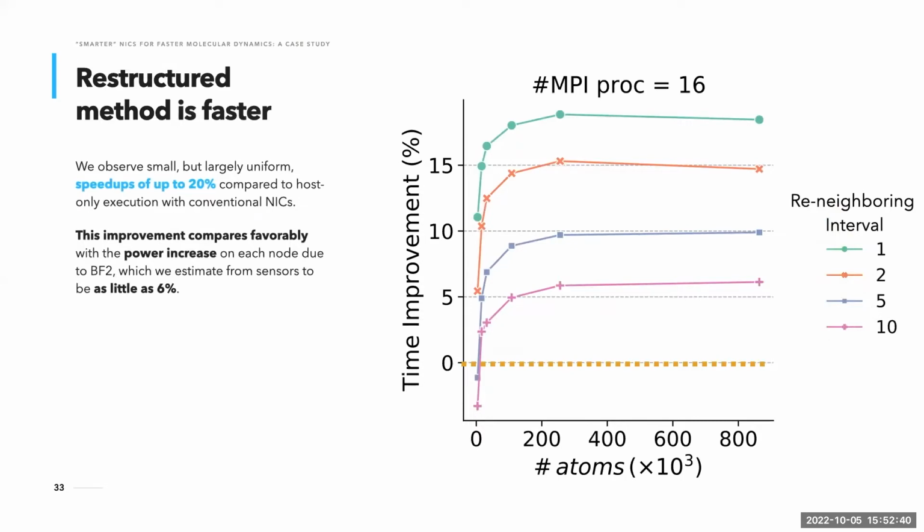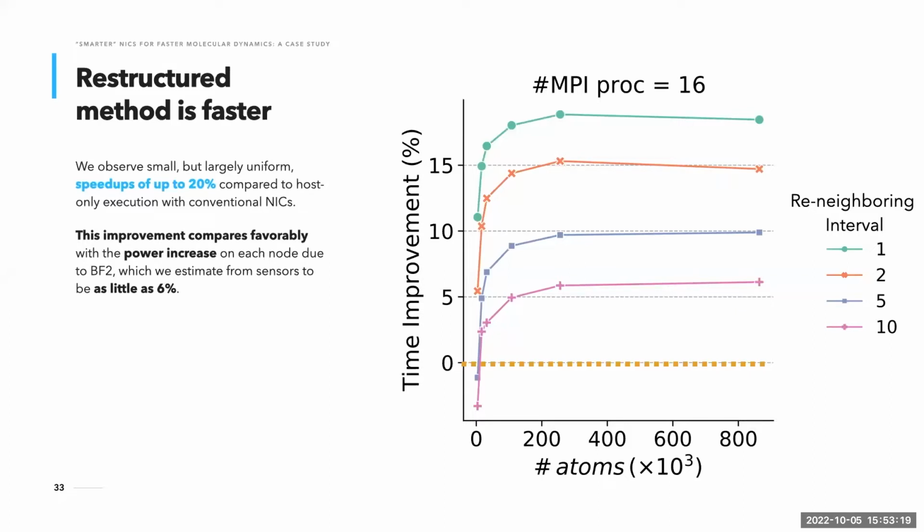It turns out this algorithmic change and code restructuring does yield a performance improvement. We observe a small but largely uniform speed up of up to 20% compared to host-only execution with conventional network interface cards with the same number of nodes. However, we should compare this improvement against the power increase that we estimated to be as little as 6%.